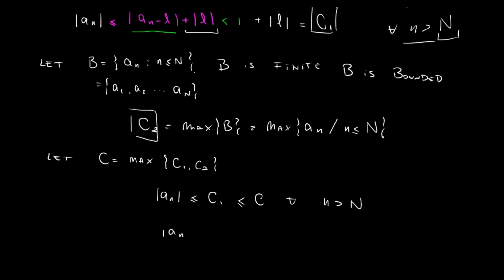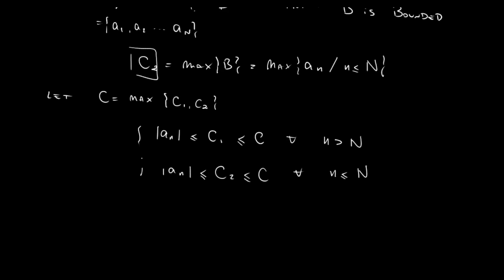And also a sub n is going to be smaller than or equal to C2, which also is smaller than or equal to C, for every n that's smaller than or equal to N. And now with these two things we have that a sub n is smaller than C for every natural number. So we were able to find C, a real number, for which A is bounded.